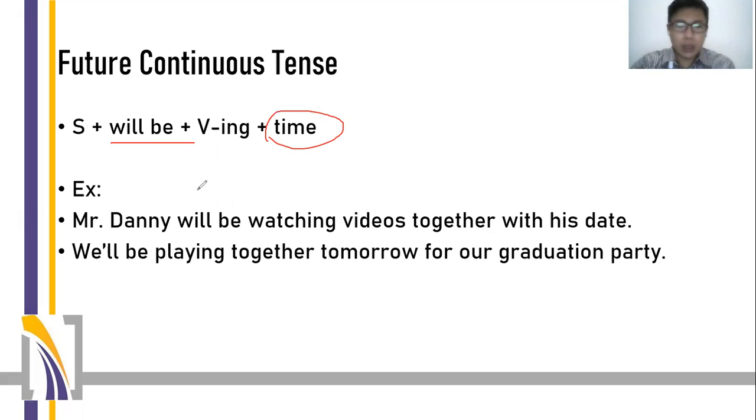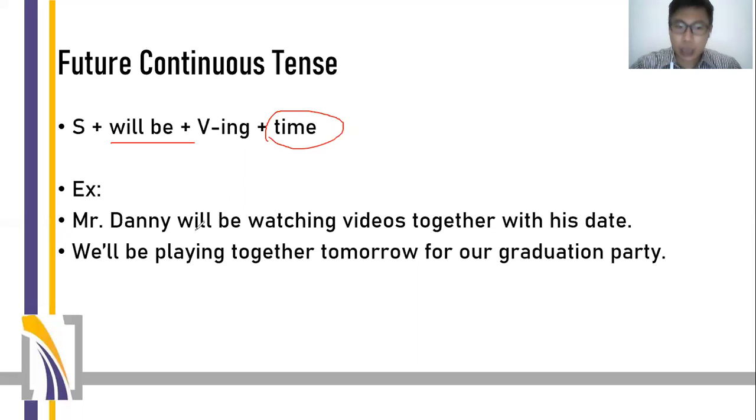For example, to be fair, I will use my name. So to be in balance with all of you, I will use my name also in here, and I will insult myself for this one. The example is Mr. Danny will be watching videos together with his date. Let me remind you, with his date. I don't have a date. I don't have any girlfriend. So don't think too much on that.